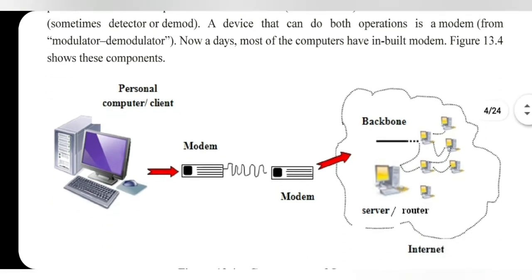Now it reaches the destination, that is, the internet. With the help of this, in the server we want to submit the data. At that time, the modem will convert the analog data into the digital form. So the modem will perform both tasks, that is, modulation as well as demodulation.